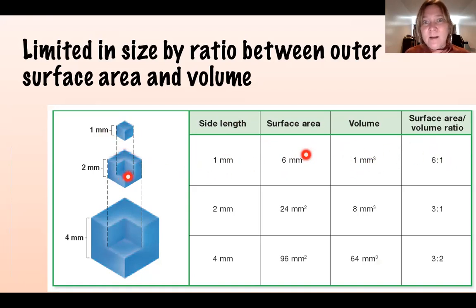If you increase each side by just 1 millimeter, look what happens to the surface area to volume ratio. It is cut in half. So as the cell gets bigger, the surface area to volume ratio gets smaller. And the reason why that's important is because there comes a certain point where the cell doesn't have enough surface area for nutrients to be able to go in and waste to be able to go out efficiently enough that the cell stays alive. So we have 6 to 1, 3 to 1, and if we increase the size of the cube to 4 millimeters per side, it goes down to 3 to 2.